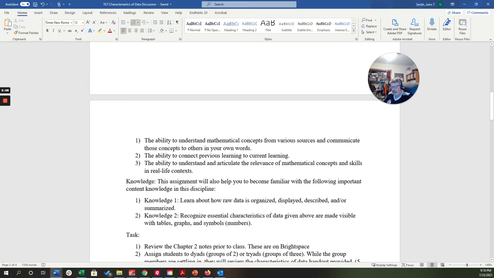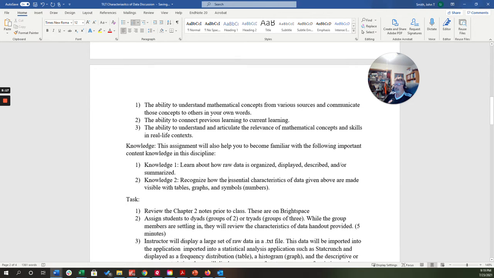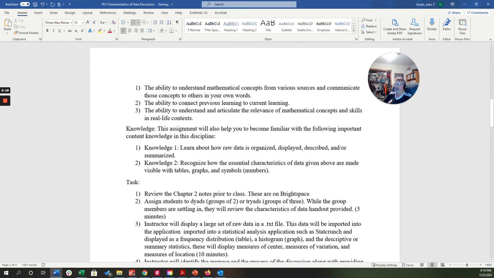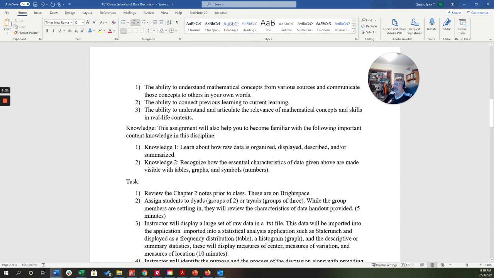Recognize, I'm going to fix that right now. How the essential characteristics of data given above are made visible with tables and graphs and symbols. And by symbols, we mean numbers in this case, although we get lots of Greek letters in statistics.